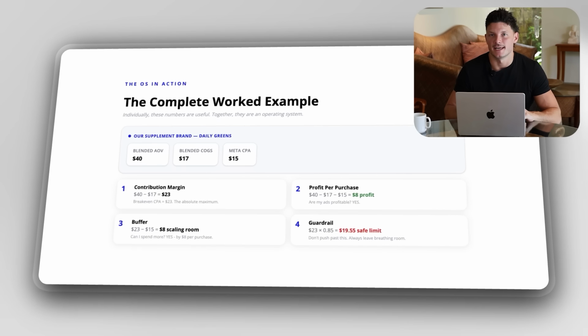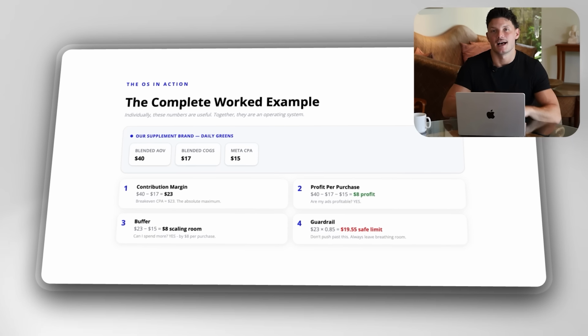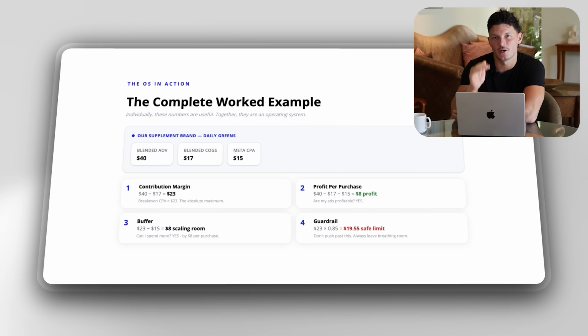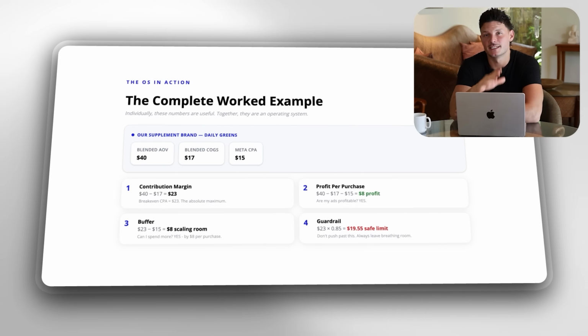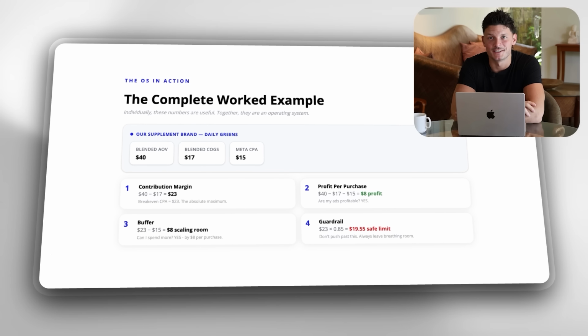So now scaling isn't just increase spend and pray that this works. Scaling is increase spend, watch CPA, watch PPP. As long as PPP stays positive and CPA stays below your guardrail, keep pushing. When profit per purchase gets close to zero or your guardrail, you stop. That's it. That's the whole operating system.